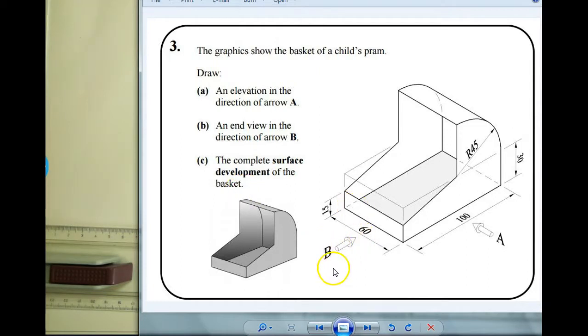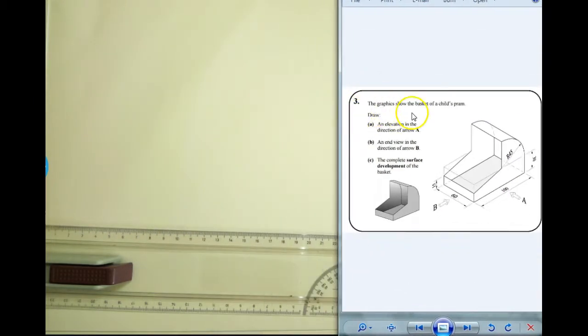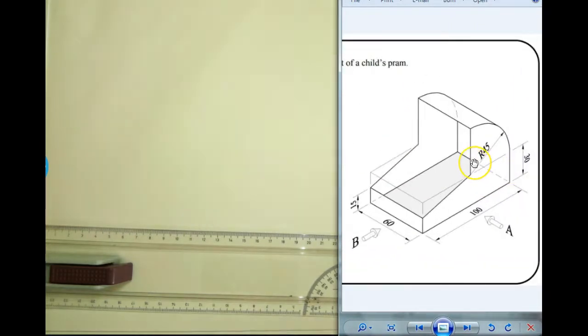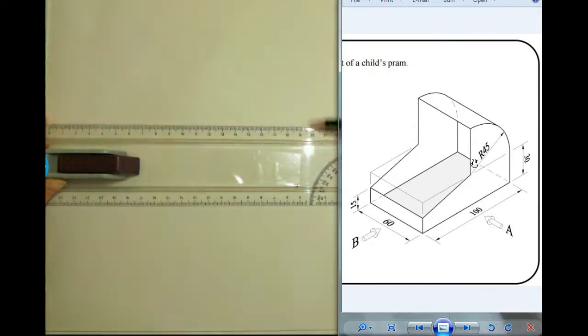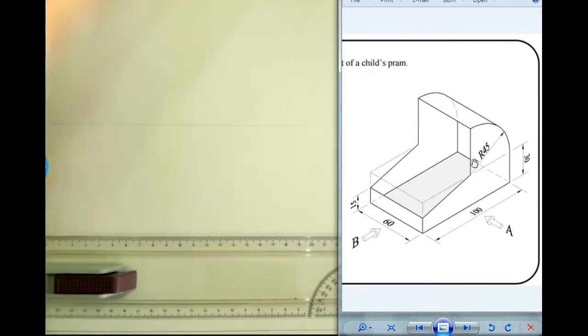Now, as we can see, arrow B for our side view is pointing to the right. That means our side view is going to be on the right, and our elevation therefore will be on the left. So I'm going to start on the left-hand side of my page here. I'm going to start by drawing an XY line. I'm going to draw it light to start with before I darken it in.